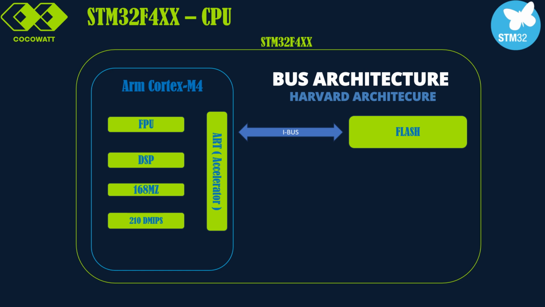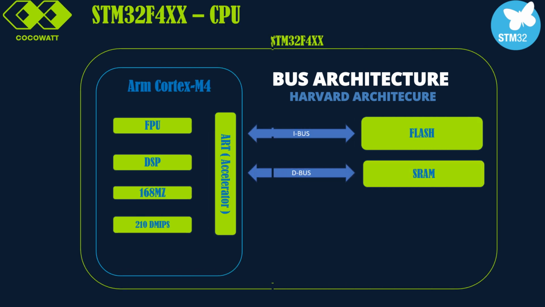It connects the CPU to the flash memory through the ART Accelerator, ensuring fast and efficient access to your program code. Next, we have the D-bus, or data bus. This bus is responsible for fetching data from memory. It connects the CPU to SRAM and other data memory regions, allowing the CPU to read and write data quickly.